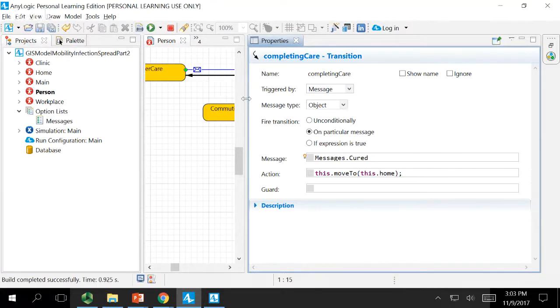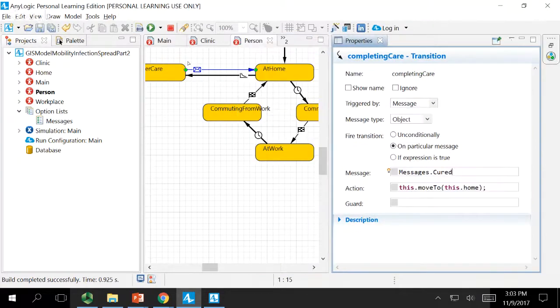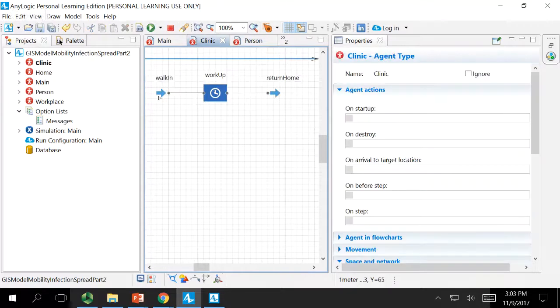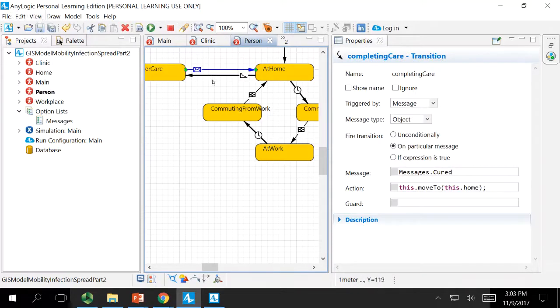What did I do here? I just changed this a little bit in two places. The first thing is, instead of just going to the nearest clinic, I actually go to that clinic and I enroll in it. I enter into the workflow of that clinic. In other words, I enter into here. Secondly, to leave, I don't just leave in a fixed 3 hour time period. Instead, I leave whenever I am cured. Does that make sense?